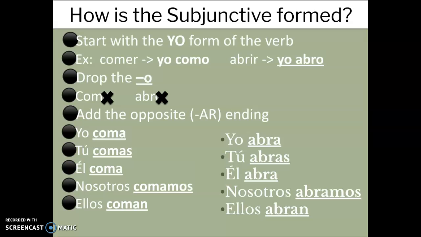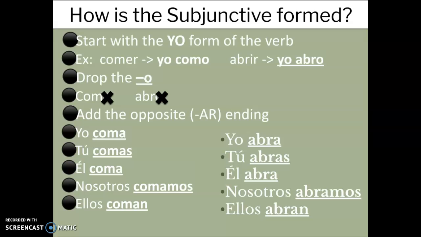Alright, so for number one, yo en asistir would be asista. Tú en decidir is decidas. Ella escribir is escriba. Nosotros en subir is subamos. Ellos en romper is rompan. Yo en sufrir is sufra. Tú en interrumpir, that's going to be interrumpas. Number 8, el en recibir is reciba.